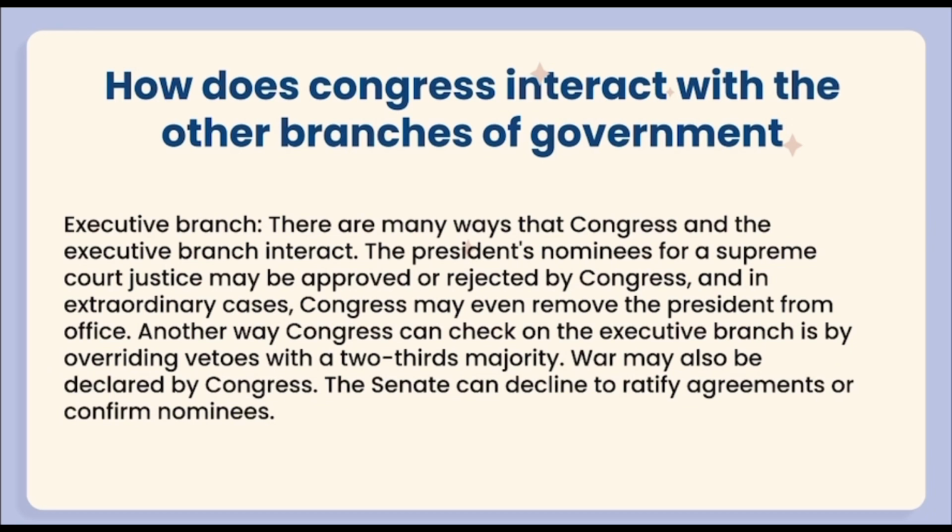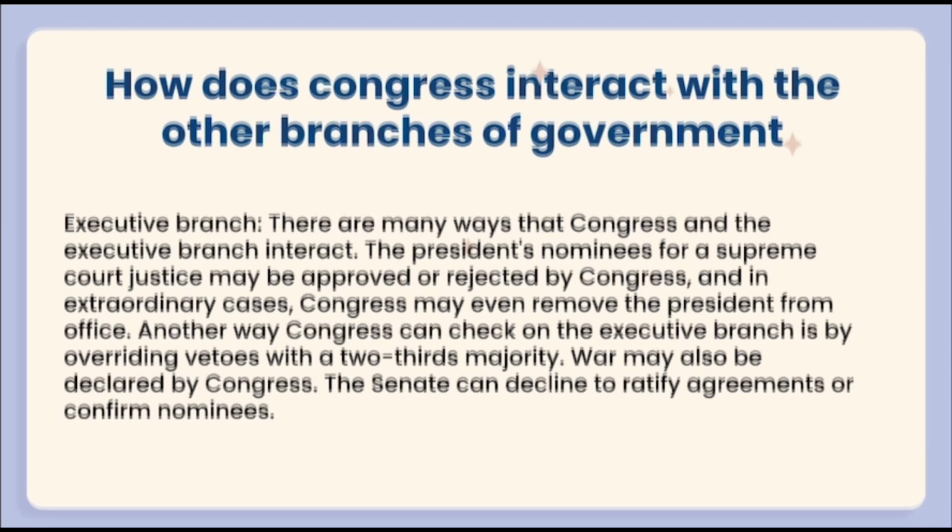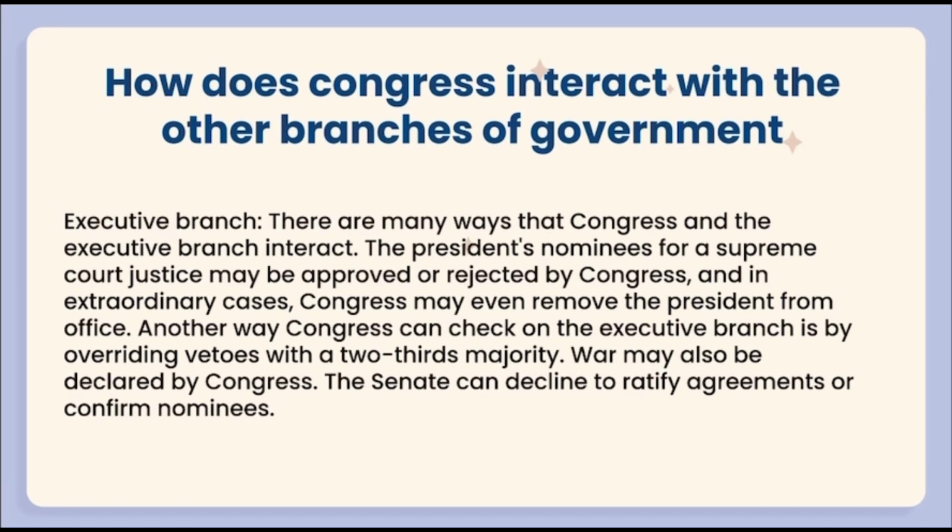So there are many ways that the Congress and the executive branch interact. One being that the president's nominees for Supreme Court justice may be approved or rejected by Congress, and in an extraordinary case, Congress may even remove the president from office. Another way Congress and the executive branch interact is that war as well may also be declared by Congress, and the Senate can decline to ratify agreements or confirm nominees.